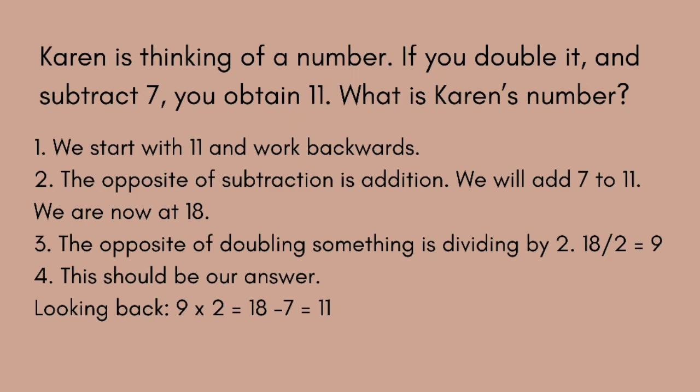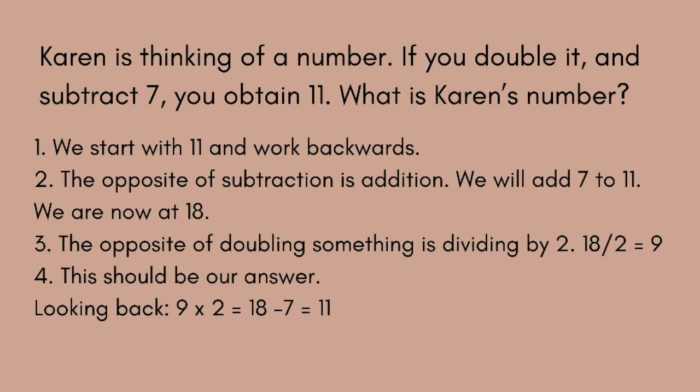The strategy that we will be using is working backwards. So first, we will start with the 11. Next, the opposite of subtraction is addition. Now we will add 7 to 11. It is in the given. So we now have 18. 7 plus 11 is 18. It was mentioned that the number is doubled. So we will divide the 18 by 2. So 18 divided by 2 is 9. That means that Karen's number is 9.